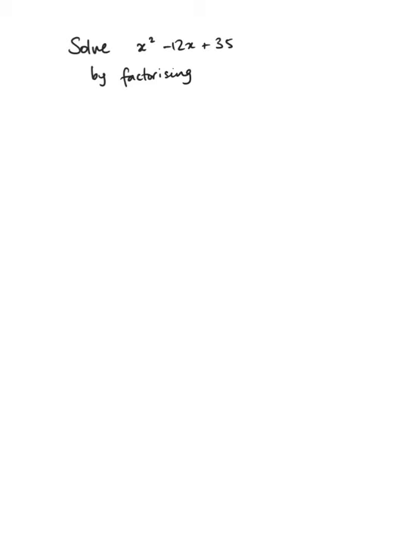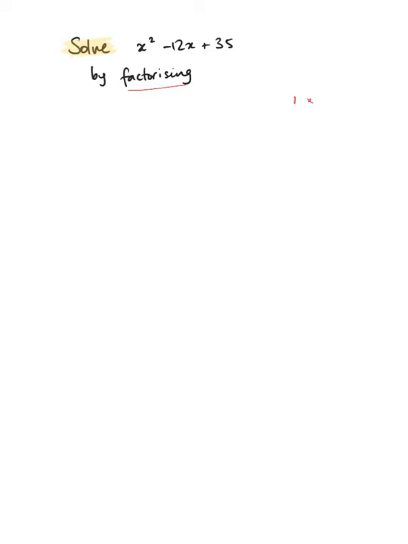Now here, we're getting a slightly different question. Now it's asking me to solve x squared minus 12x plus 35. In all honesty, there are a number of ways of solving these equations, but they're specifying it needs to be done by factorising. So we're going to have to do that same thing again.